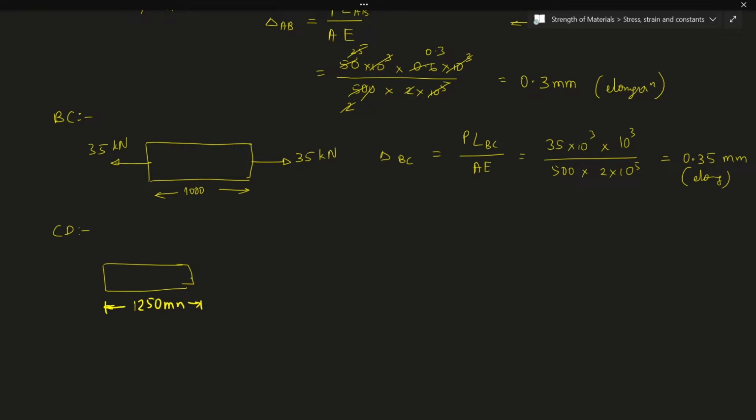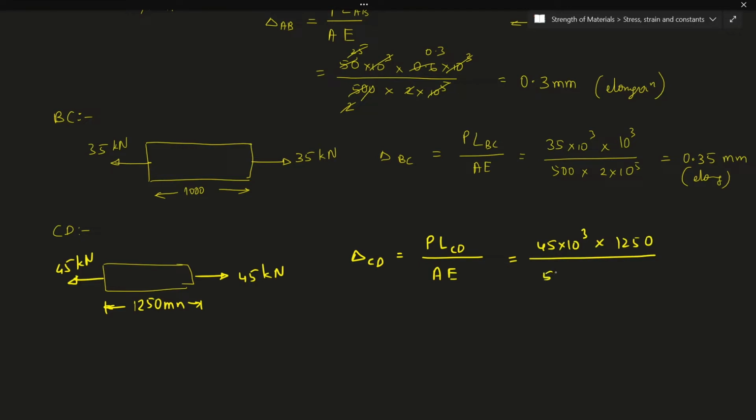Okay, and the force here we have 45 kilonewton. This is where also we'll have 45 kilonewton. Right then, so delta CD will be equal to P into L CD divided by A into E. Now P is nothing but 45 into 10 to the power of 3, into L is 1250, divided by 500 into 2 into 10 to the power of 5. So now if I simplify this, I'll be getting 0.56 mm.